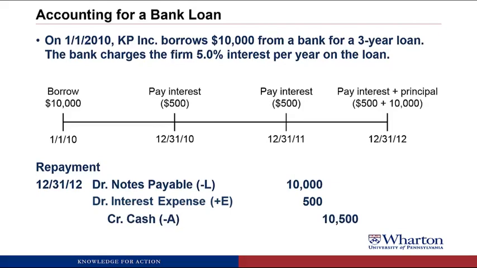Now, you could have also split this into 2 journal entries: debit interest expense $500, credit cash $500, and then debit notes payable $10,000, credit cash $10,000. Either one is okay, just as long as your debits equal your credits.